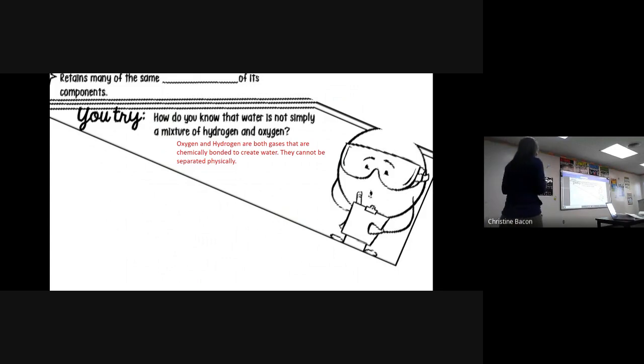So oxygen and hydrogen are both gases that are chemically bonded to create water. They cannot be separated physically. Sorry, I probably should put that up right away.